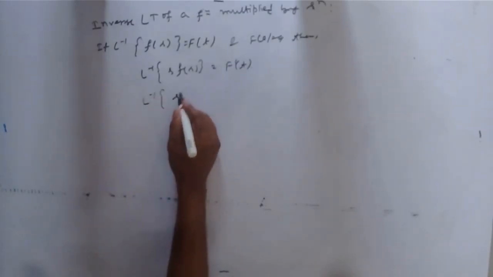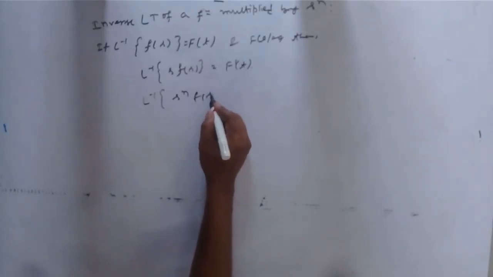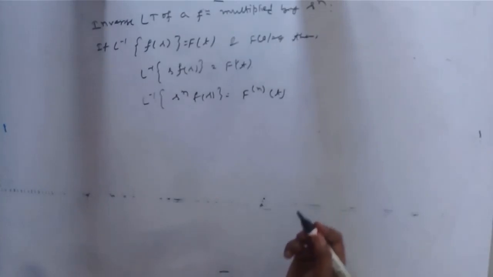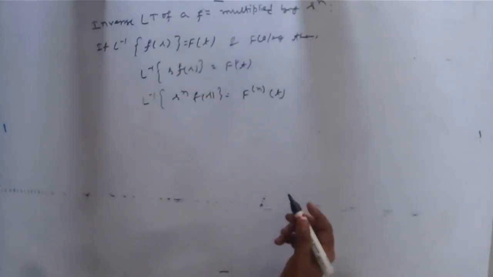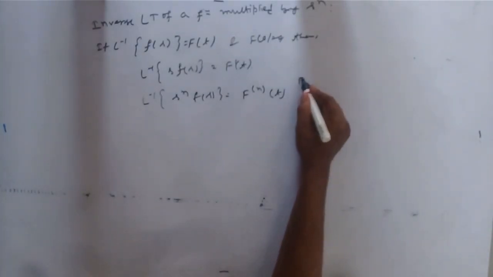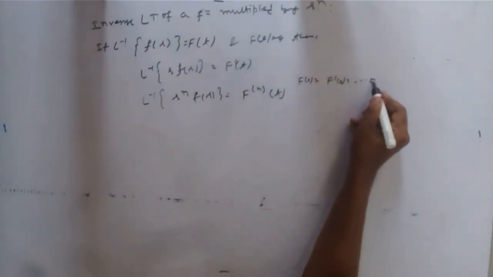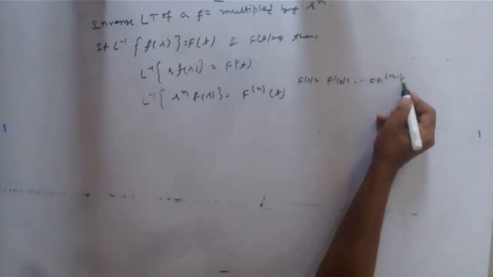So this was for multiplied by s to the power 1, and if it is multiplied by s to the power n, then L inverse of s to the power n F(s) will be f^n(t), that is the nth order derivative of f(t). And the condition should be f(0) equals f dash 0 equals up to f^(n-1)(0) equal to 0. So let us take an example.